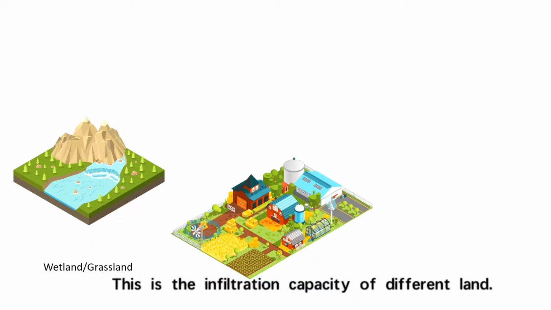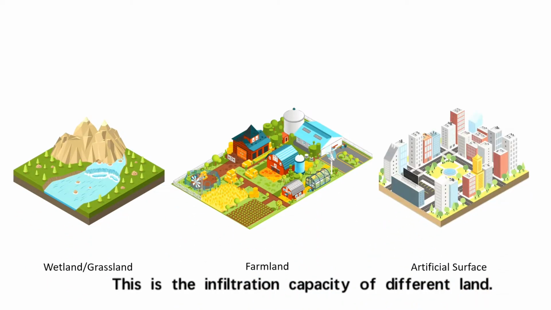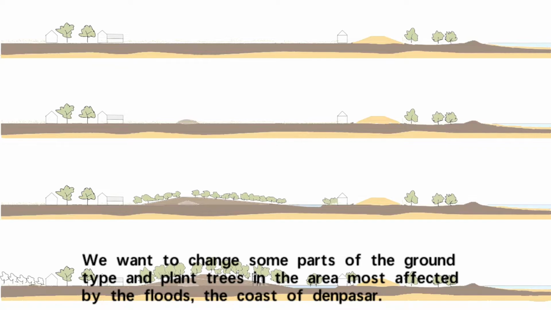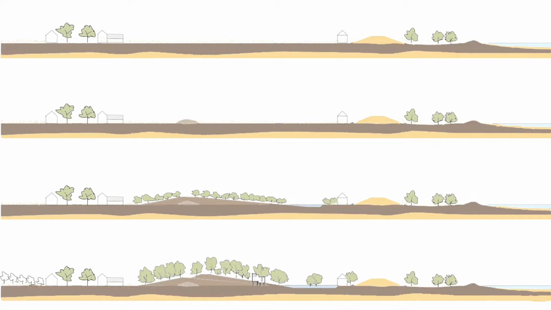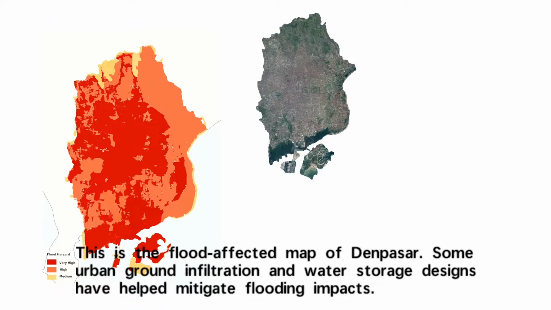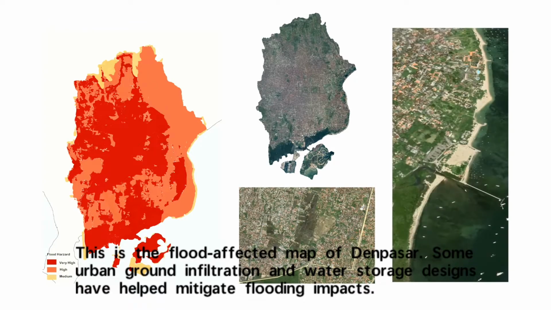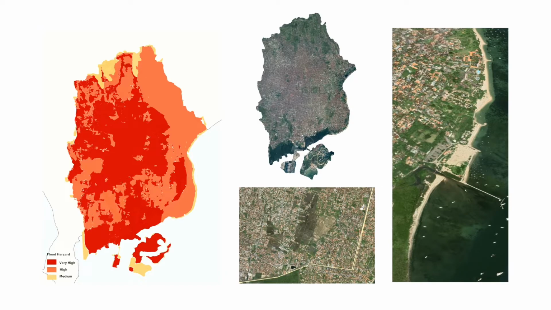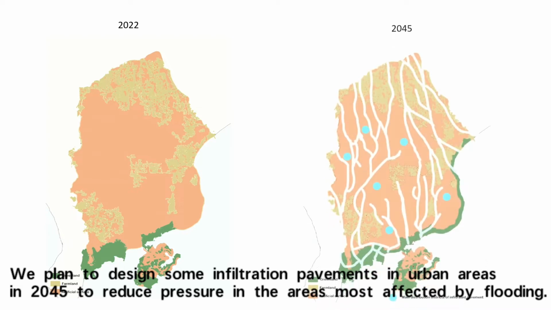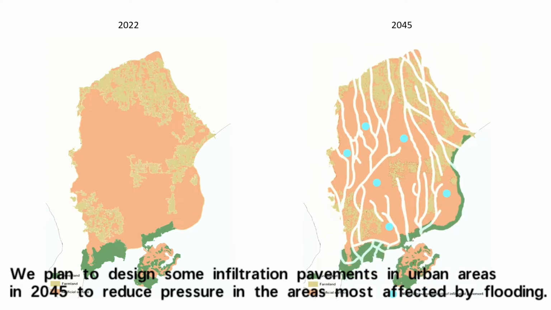This is the infiltration capacity of different land. We want to change some parts of the ground types and plant trees in the area most affected by the floods, the coast of Denpasar. This is the flood-affected map of Denpasar. Some urban ground infiltration and water storage designs have helped mitigate flooding impacts. We plan to design some infiltration pavement in urban areas in 2045 to reduce pressures in the area most affected by flooding.